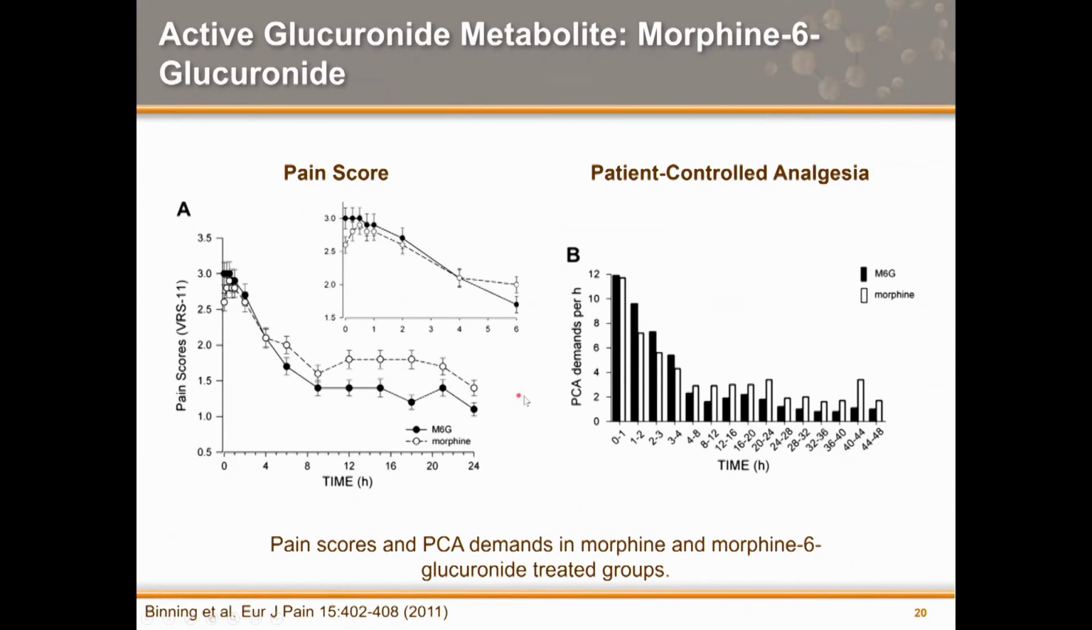You can see this as well in data looking at patient-controlled analgesia. How many times do they self-administer morphine or morphine 6-glucuronide per hour is what is plotted here on the y-axis. Again, at early times, it looks like morphine 6-glucuronide might not be quite as effective as morphine, but these differences disappear, or if anything, the morphine 6-glucuronide actually looks even more effective at later times past surgery.